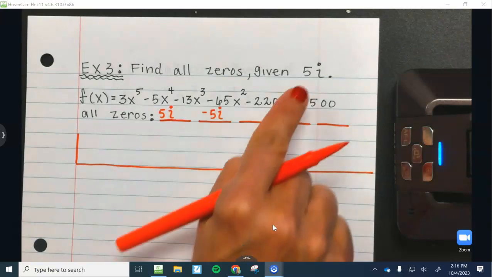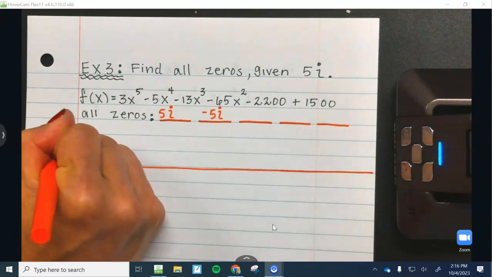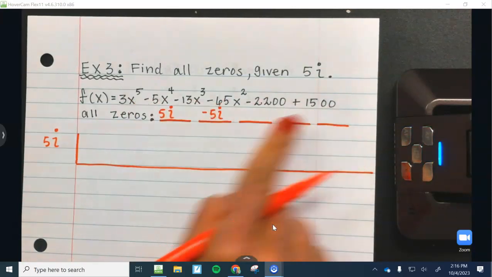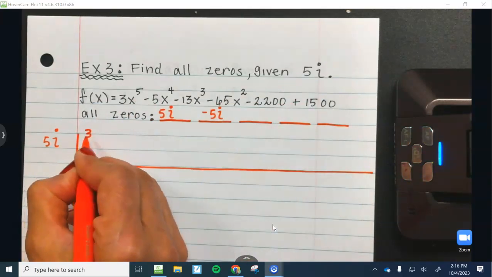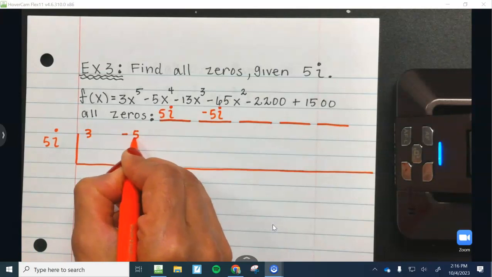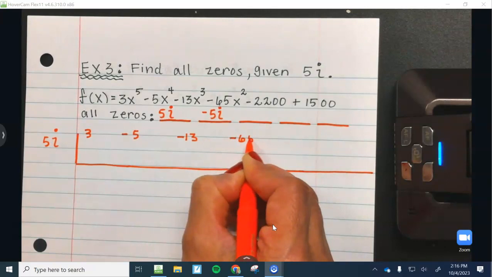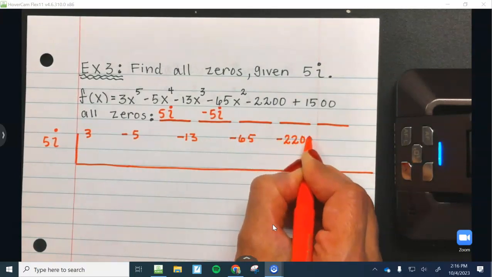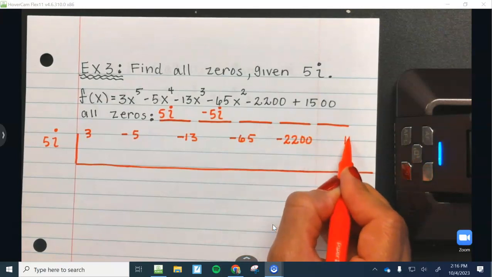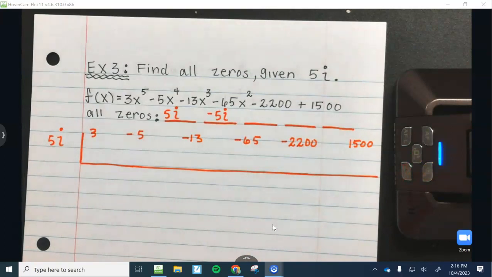All right, we're going to divide by the given answer they gave us. Let's put 5i out here. Let's write these coefficients up here on the top. Spread them out. We need all this room, trust me. Now, y'all see this negative 2200 and this positive 1500? Y'all wouldn't get stuff like this without a calculator on a test or a quiz. I'm just kind of showing you this stuff.